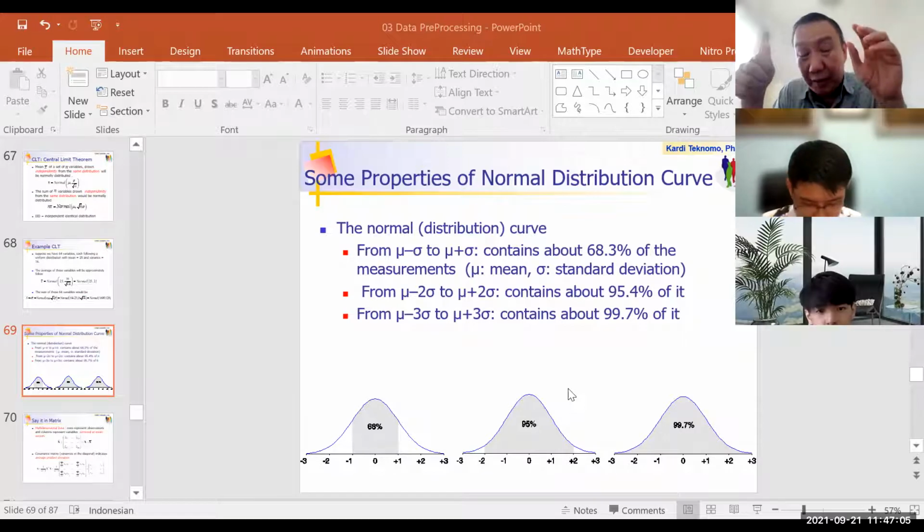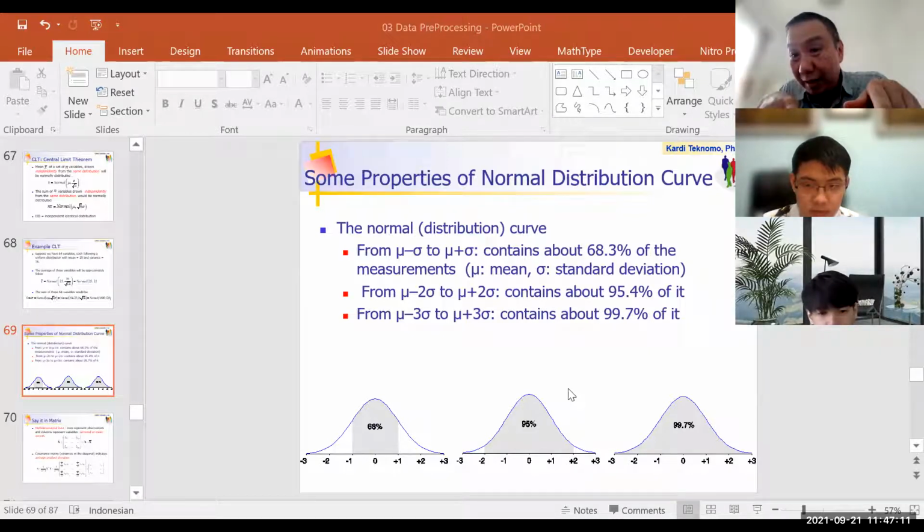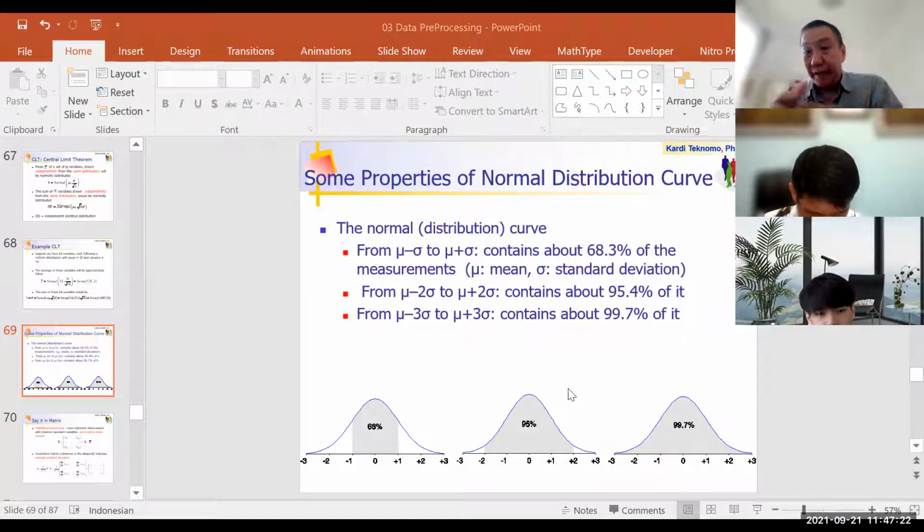So plus minus 3, that means you have 6 sigma. In quality control, you probably heard the word six sigma. That is coming from the normal distribution. So what does that mean? That means I want to cover about 99% of my data.